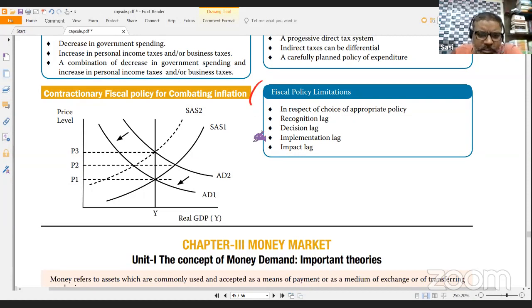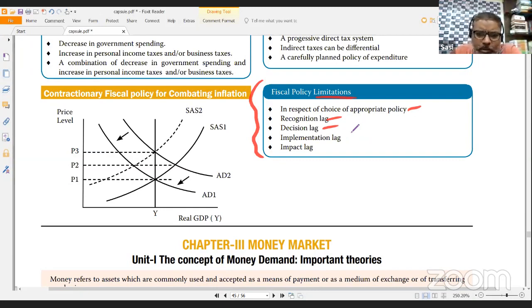But there are problems with this also, like there are limitations. And the limitations are all in the following areas. Sometimes the government may choose a wrong policy. Sometimes recognition lag is there, meaning there is a problem, but the problem is not recognized by the government. Government says, no, no, everything is good, no problem at all. When you don't recognize the problem, when are you going to take an action against that problem, or when are you going to take some measure against that problem? So recognition lag is there. That is common. Any government will have that.